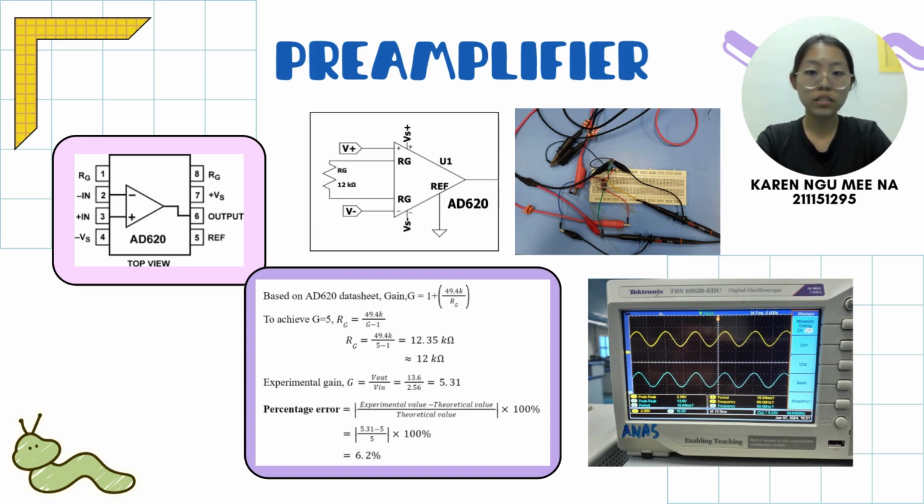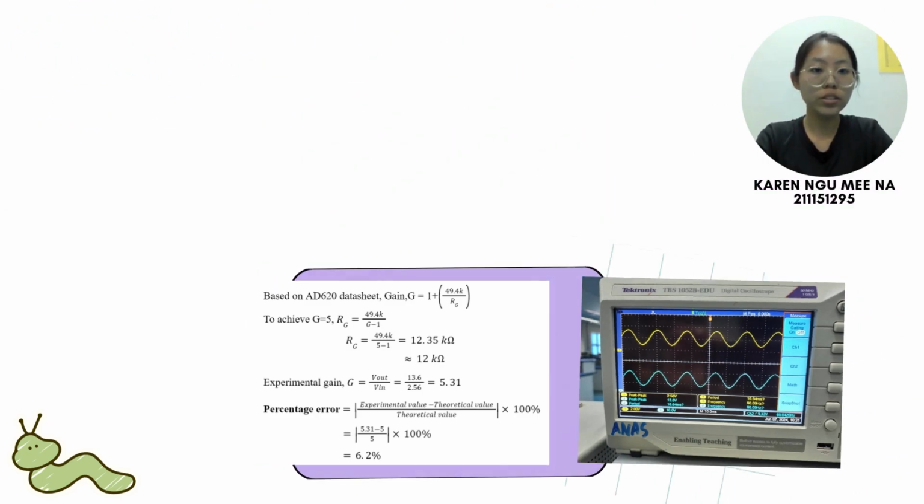Before cascading with other circuit, we simulate the preamplifier circuit to test it first and obtain V out and V in, resulting in experimental gain of 5.31. There is approximately 6.2% gain error due to resistor clearance and the absence of an exact 2.35 kilo ohm resistor. Finally, after testing, connect the output from pin 6 to the next stage of our circuit.